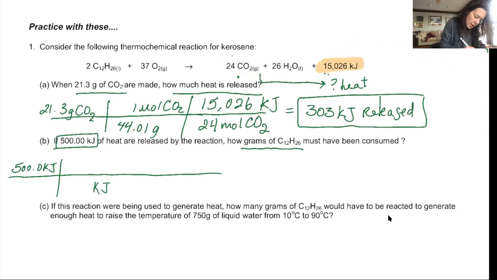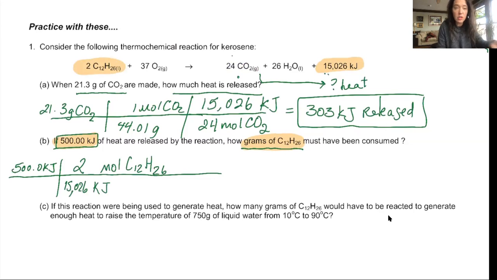And I'm going to relate that, right, kilojoules to grams of C12H26. I'm going to relate that to this. So I'm going to do kilojoules to moles of C12H26. And I'm going to use my balanced chemical equation. There are 2 moles of kerosene for every 15,026 kilojoules of heat produced. We only need to produce 500 kilojoules, so we don't need 2 moles. We need about a third of that.